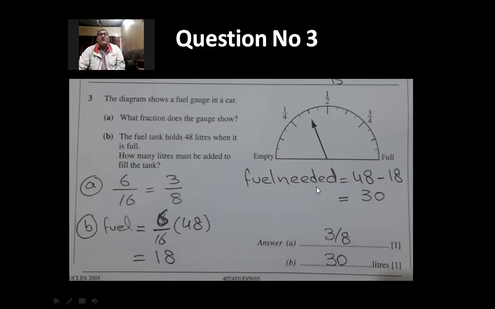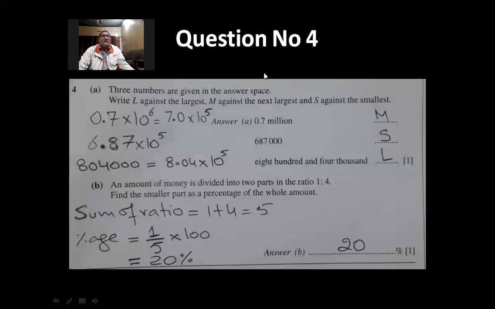So how much more fuel do I need? The fuel needed will be the full capacity of the tank minus the fuel which is present. So 48 liters minus 18 liters. So you need 30 liters more fuel. So how much more fuel is needed? That's 30 liters. Hopefully you understand how this technique is working. Okay, so let's move to the next question.